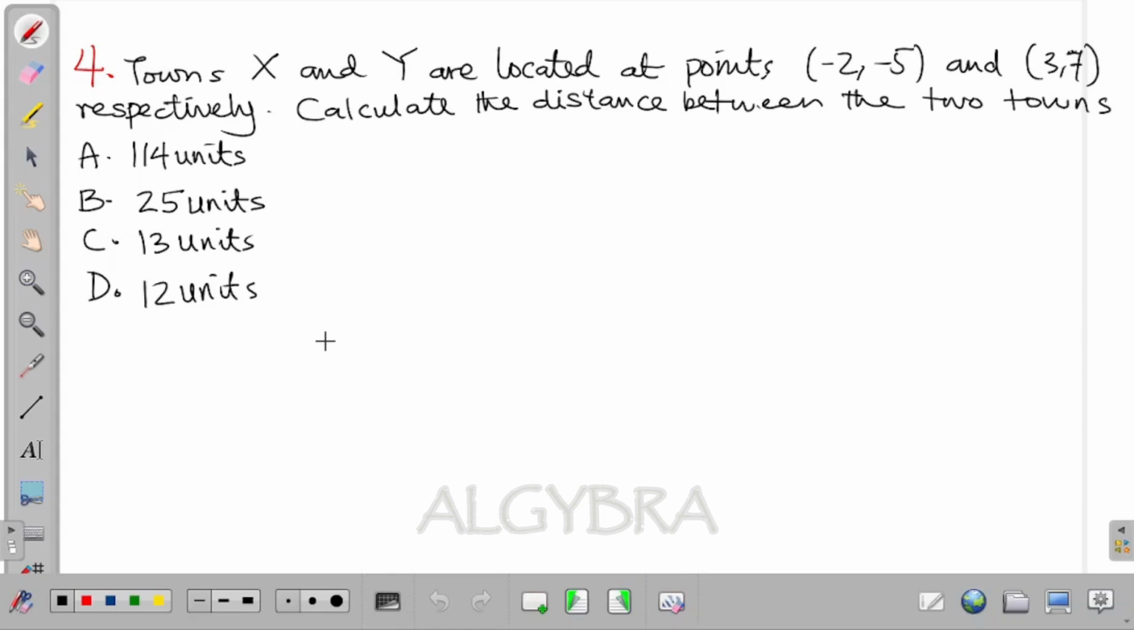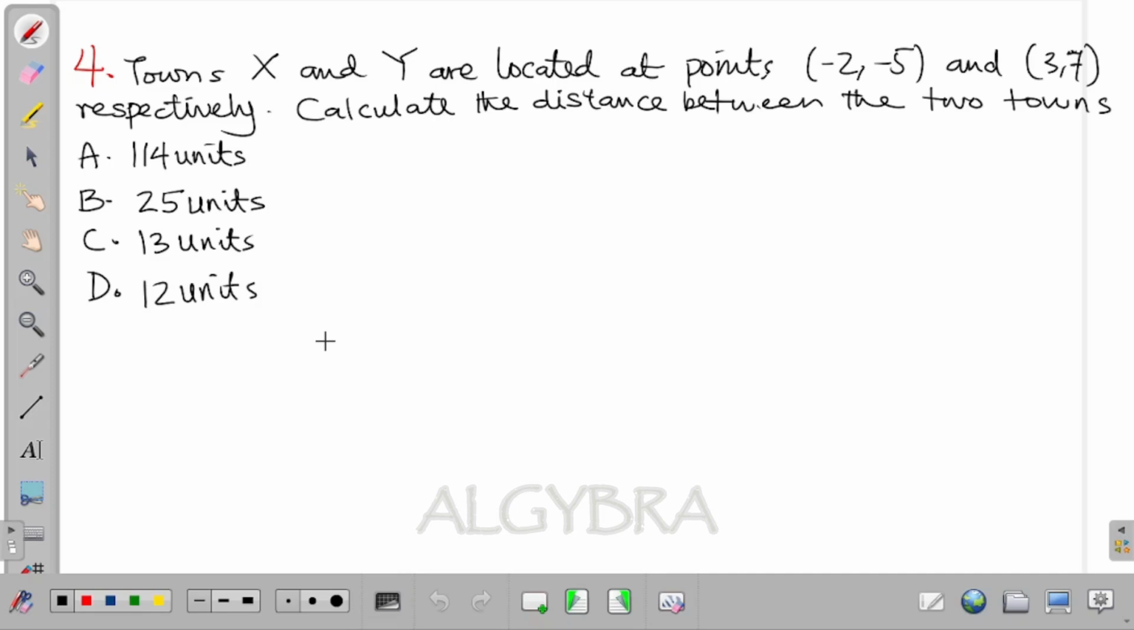So in today's video, we're going to go through the fourth question in the OBJ WAEC 2025 Math Past Questions. It says, towns X and Y are located at points -2 on the x-axis and -5 on the y-axis, and +3 on the x-axis and +7 on the y-axis, respectively. Calculate the distance between the two towns.